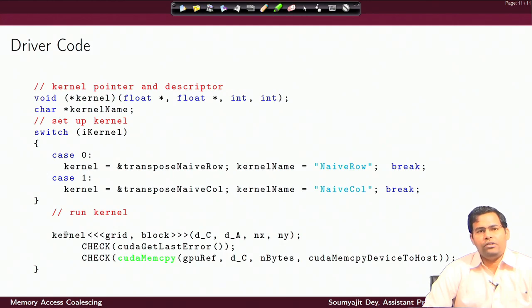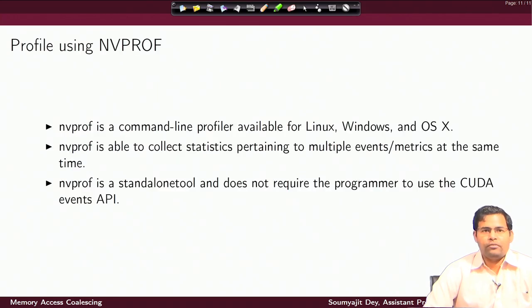Coming here, we are finally running the kernel. As you can see, this function pointer kernel has now been suitably initialized. It has been provided with the address of either the transpose naive row or the transpose naive column function, whichever you want, and then this kernel will execute. Of course these are all asynchronous statements, so the kernel will be launched and the CPU will wait for the last error message if there is any, and then the CUDA memcpy command will again be executed to get back the transposed value from the GPU side.